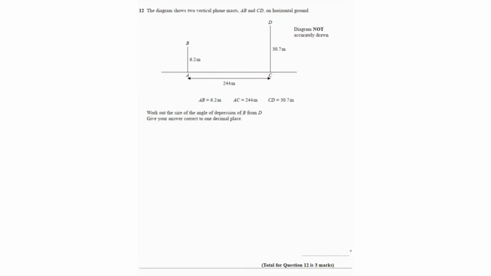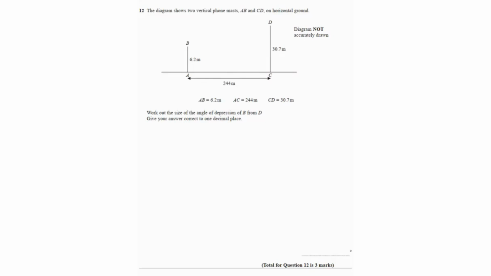It says the diagram shows two vertical plane masts AB and CD on horizontal ground. AB is 6.2 meters, AC is 244 meters, and CD is 30.7 meters. Work out the size of the angle of depression of B from D. Give your answer correct to one decimal place.